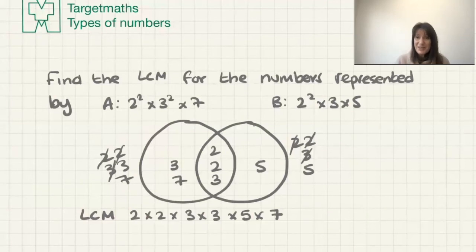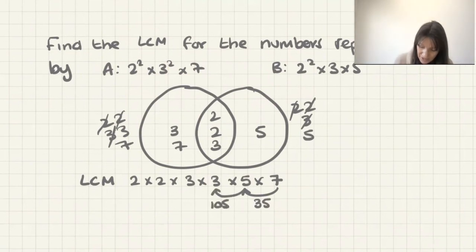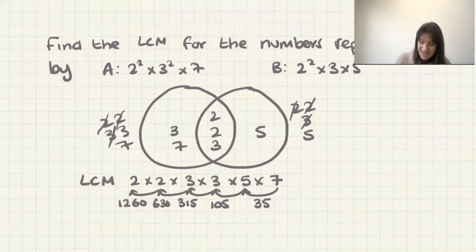Okay, we're doing this without a calculator. 7 5s are 35. Now, 35 times 3 is 105. 105 times 3 is going to be 315. That is 630. And that is 1,260. Big old number there. So my lowest common multiple is 1,260.